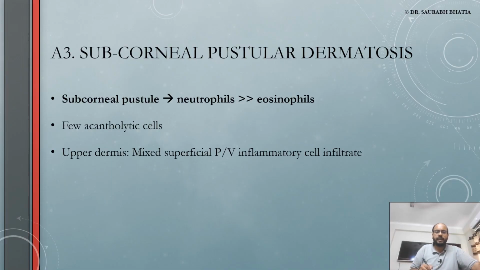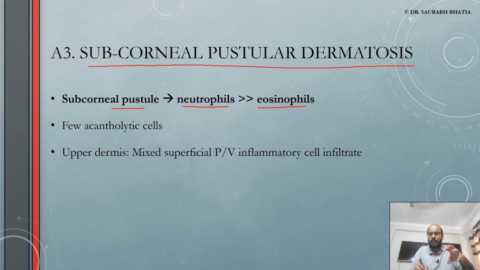The third is SCPD, or subcorneal pustular dermatosis. In this dermatosis, you have a subcorneal pustule in which the predominant cells are neutrophils, more than eosinophils. Eosinophils can be there, but neutrophils are much more. Why? Because wherever you see a pustule, there are neutrophils. So that is a way to remember it: a disease in which there is subcorneal collection of neutrophils. There are few acantholytic cells, and the upper dermis has a mixed superficial perivascular inflammatory cell infiltrate. Clear about it? Let's move forward.